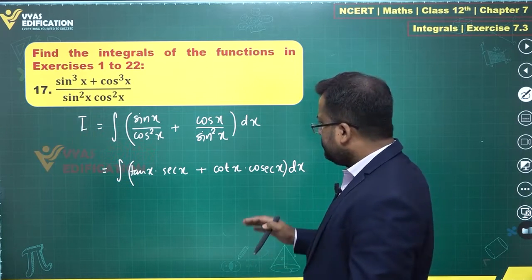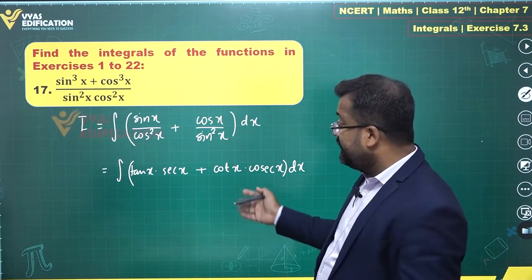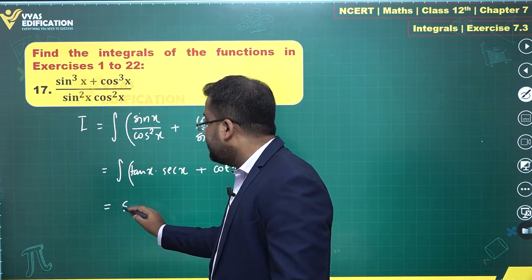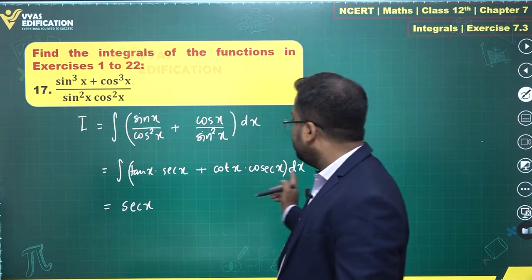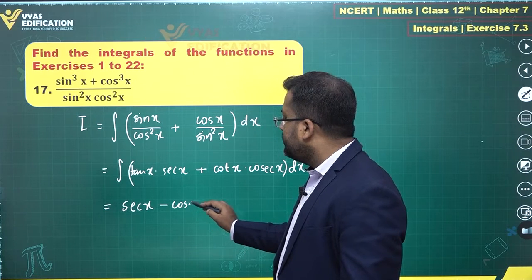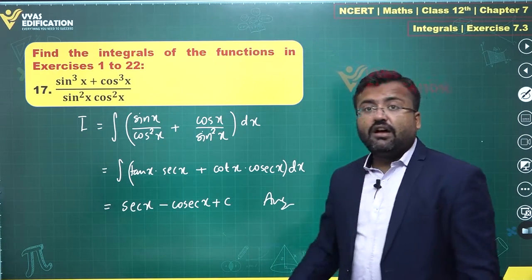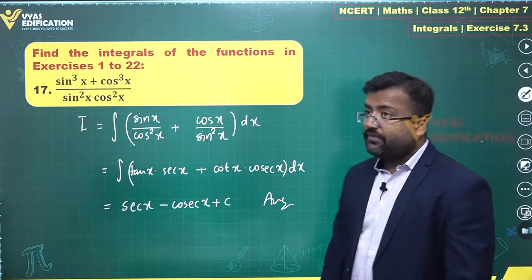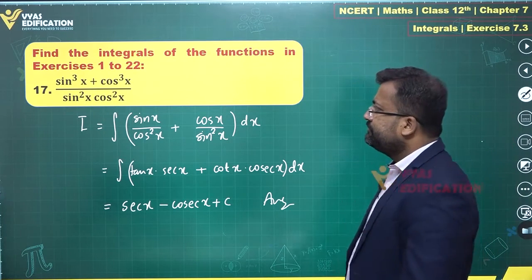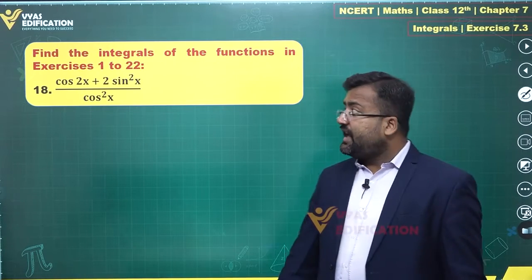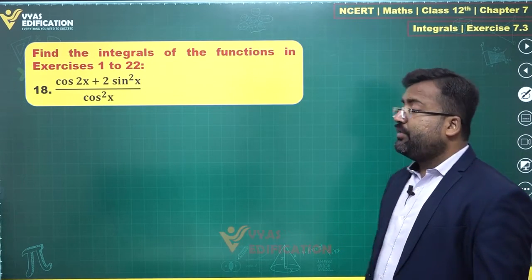Now, this integral is very simple and this integral is very simple. These are all standard integrals. This is sec x and this here is minus cosec x plus a constant, and this is the required answer for this question over here. That's the 17th question for us. Pretty simple. The 18th question has cos 2x plus 2 sin square x upon cos square x.